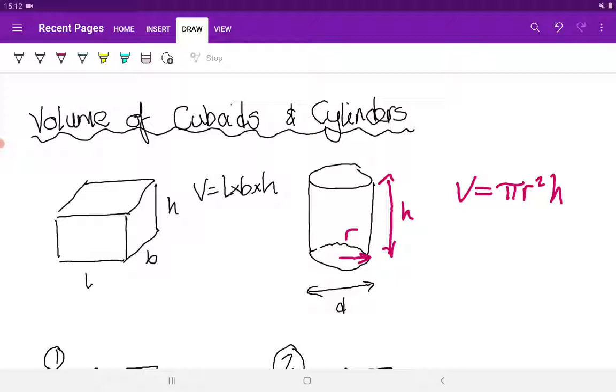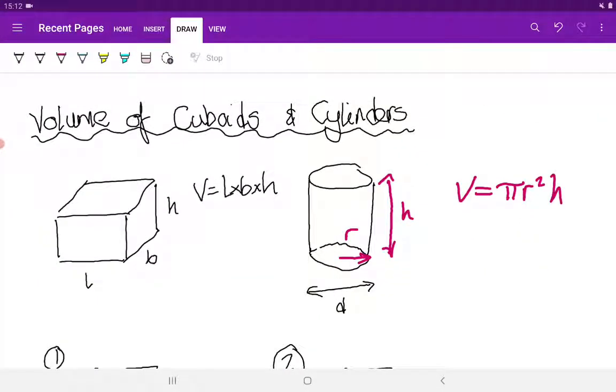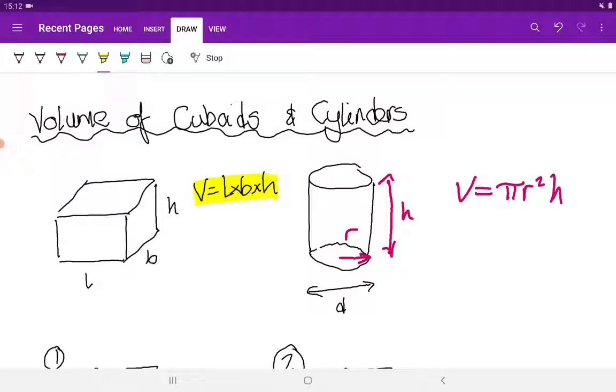So first thing we need to remind ourselves of, or learn perhaps, is our two formulas for volume. The volume of a cuboid, or the volume of a cube, remember, is length times breadth times height. And the volume of a cylinder is pi r squared h. We'll look at where that formula comes from later on. The pi r squared is like your area of a circle, and that's linked to that. And then the h is your height.